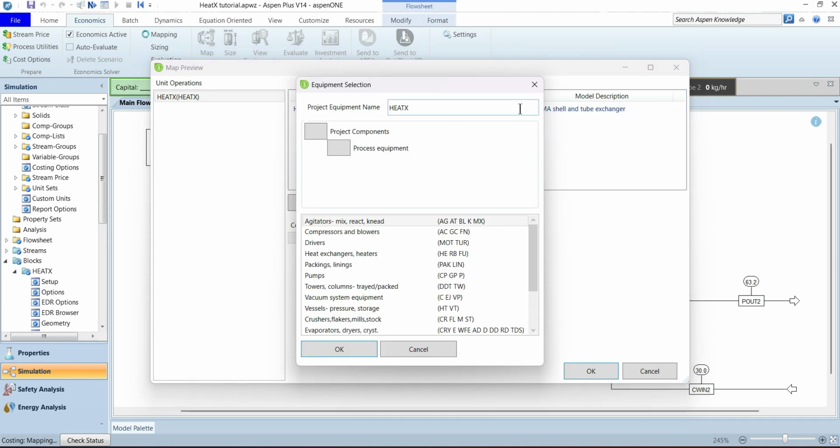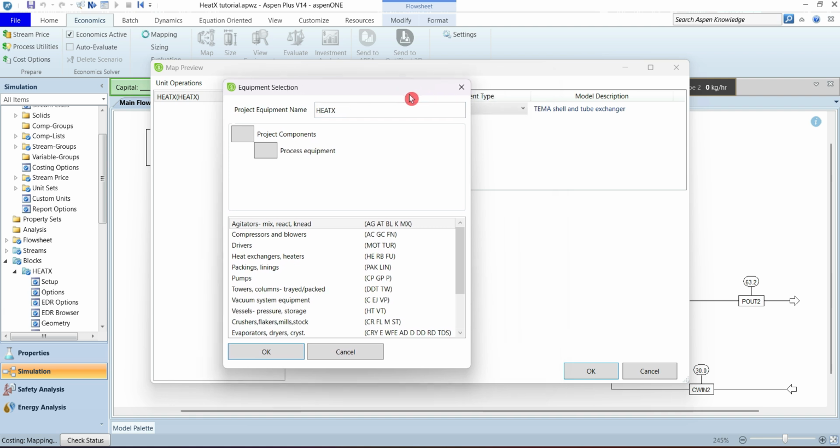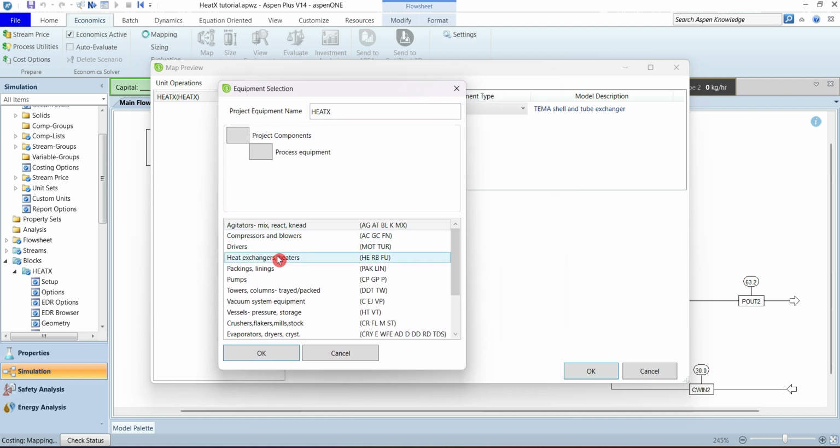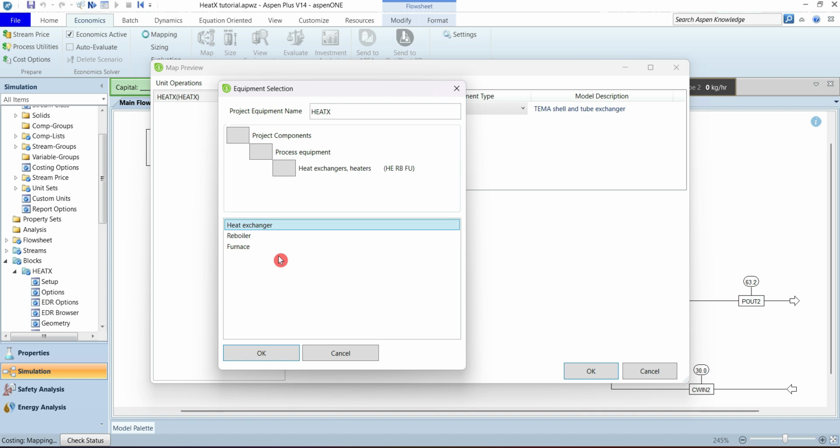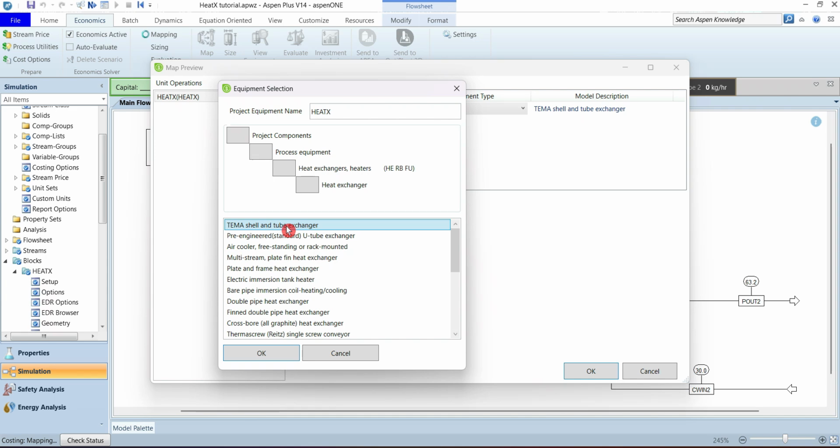To map differently, let's enter from this icon, and here go to the available exchangers. The exchanger can be a heat exchanger or a reboiler or furnace. Let's go to the heat exchanger. Here we have different options to choose from. Keep in mind, the Aspen Economic Analyzer does not rely on the geometry of the EDR browser. Rather, it internally runs the sizing based on volumetric models and determines the size of the exchanger. And then, based on the size and different cost indices, it determines the cost.